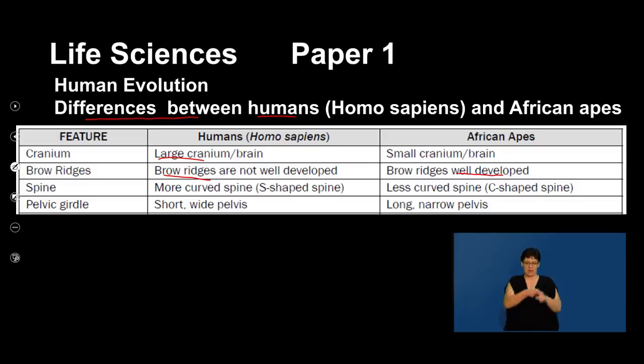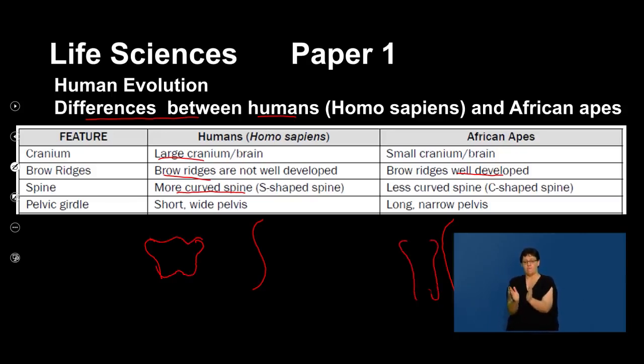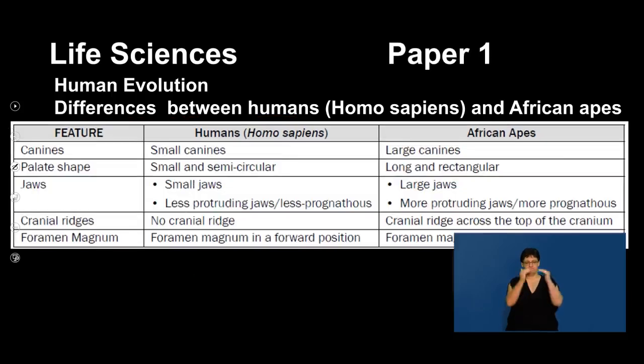We also can look at the spinal cord. In humans, it's an S-shaped spinal cord. When we look at the African apes, they have a C-shaped spinal cord. If we were to compare the pelvis or the pelvic girdle, humans have a short but much wider pelvis. And if we were to compare that to the African apes, they have a narrow and a much elongated pelvic girdle. Let's move on to other features that differentiate humans and African apes.